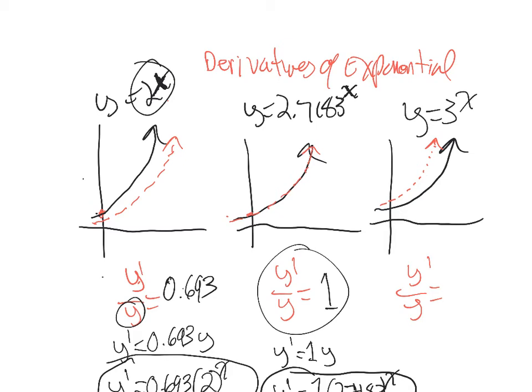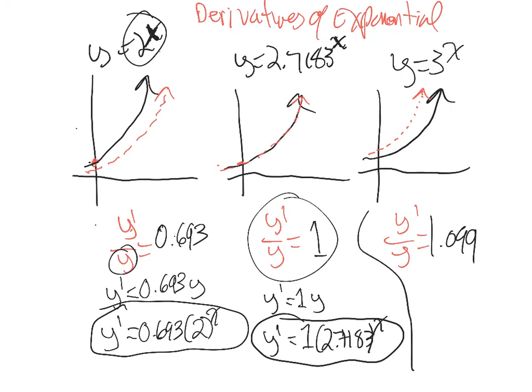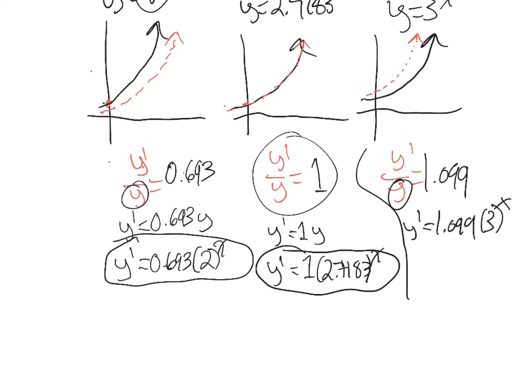Let's go back to Desmos and see. And we could see that this was now 1.0986, so 1.099. So I'll just continue this on here. Multiply both sides by y. Y prime equals 1.099 multiplied by y. But what's y in this case? 3 to the x. Okay, so we've got a scaling factor.